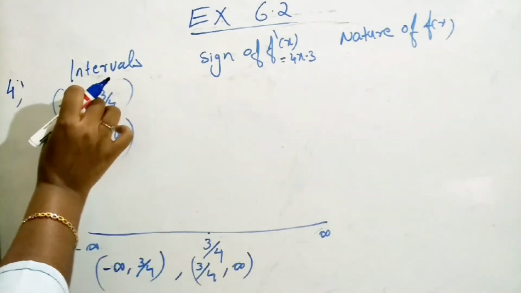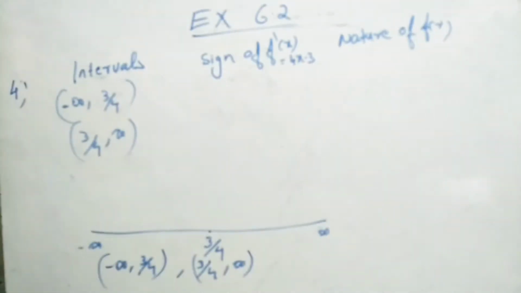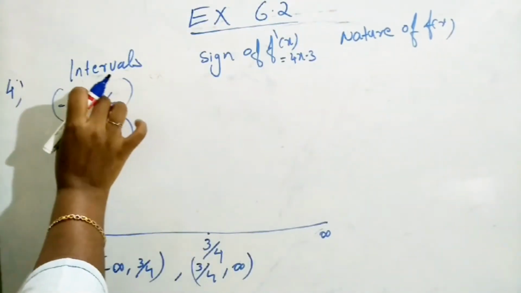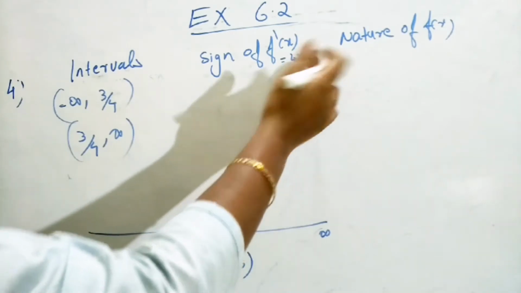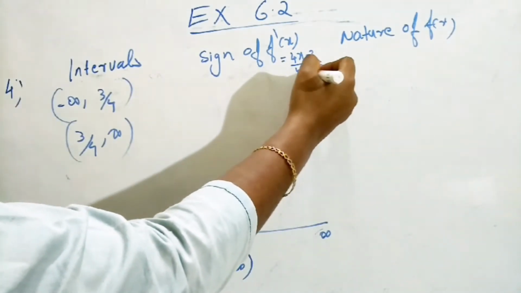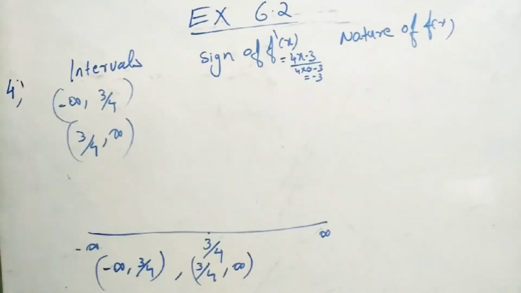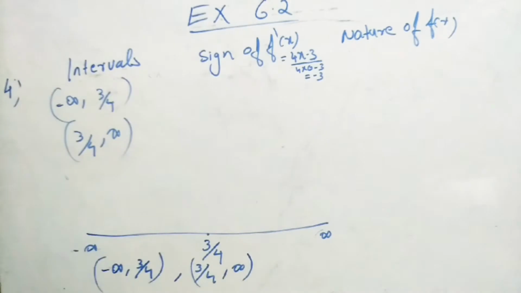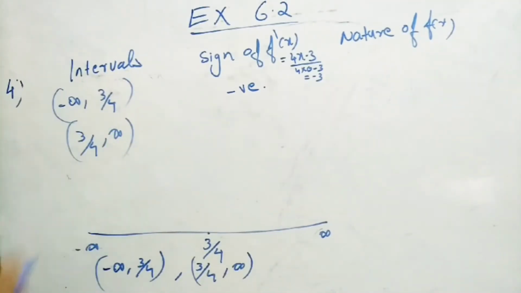Now just take one point from the interval minus infinity to 3 by 4. So we can take x is equal to 0. No problem, take some arbitrary point from this interval. I am going to take x is equal to 0. If x is equal to 0, we will get 4 into 0 minus 3, that is minus 3. Then what is the sign of f dash of x? That is negative.